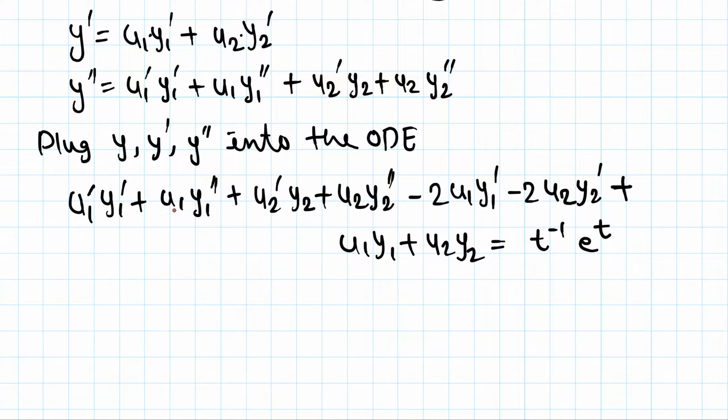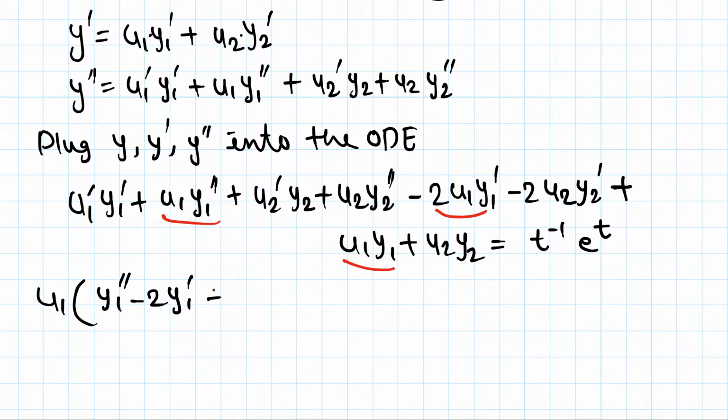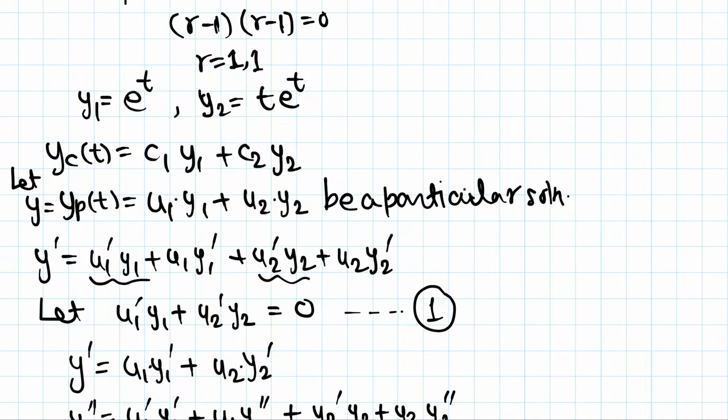So here is u1 y1 double prime. Okay, u1 y1 prime. So this one is y1 double prime with u1, y1 prime with u1, and here is u1. So from these three, I'm going to factor u1 out. That leaves y1 double prime minus 2 y1 prime plus y1. And this is 0. Why?